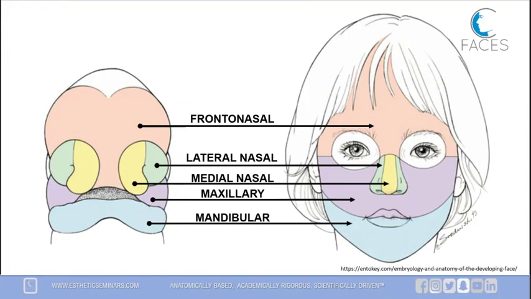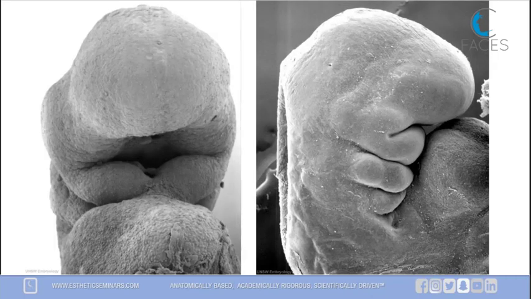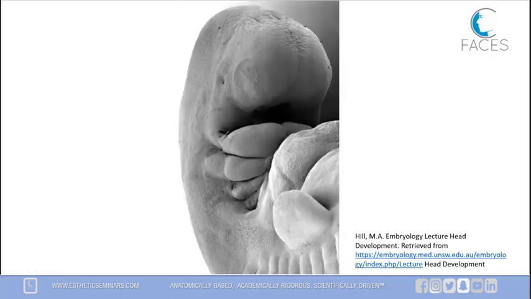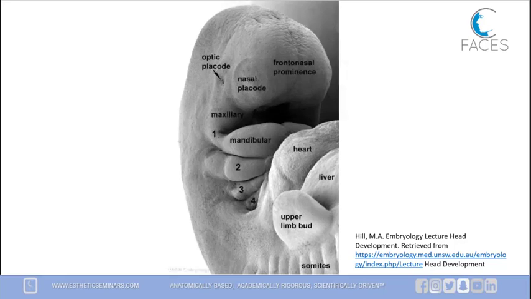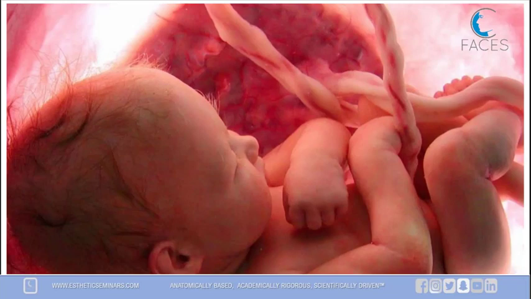Here's a before and after that demonstrates a relatable progression from the embryo at about 5 weeks to the mature adult. And these next couple of slides are from Dr. Mark Hill from the University of New South Wales in Australia. And here we have the nearly finished product.